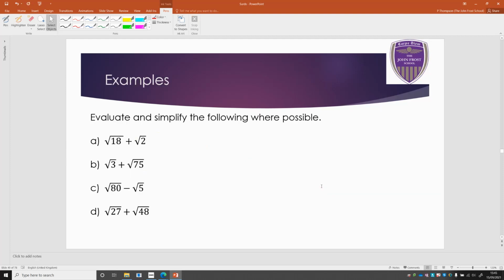You'll see why now. So here are the examples for adding and subtracting surds. So pause the video, write these down, and then come back when you're ready.